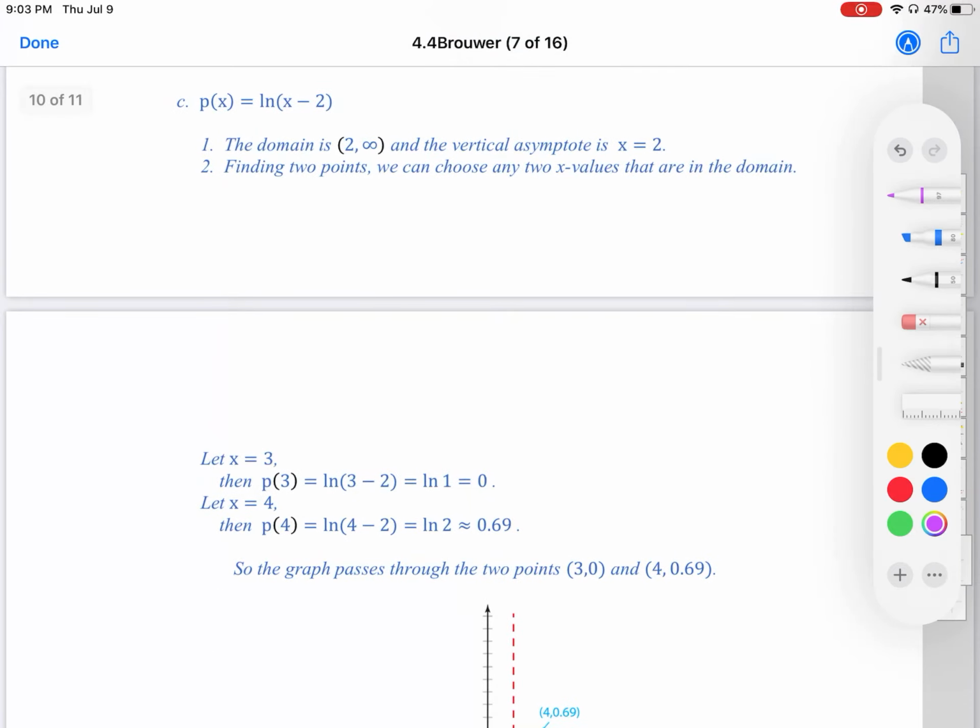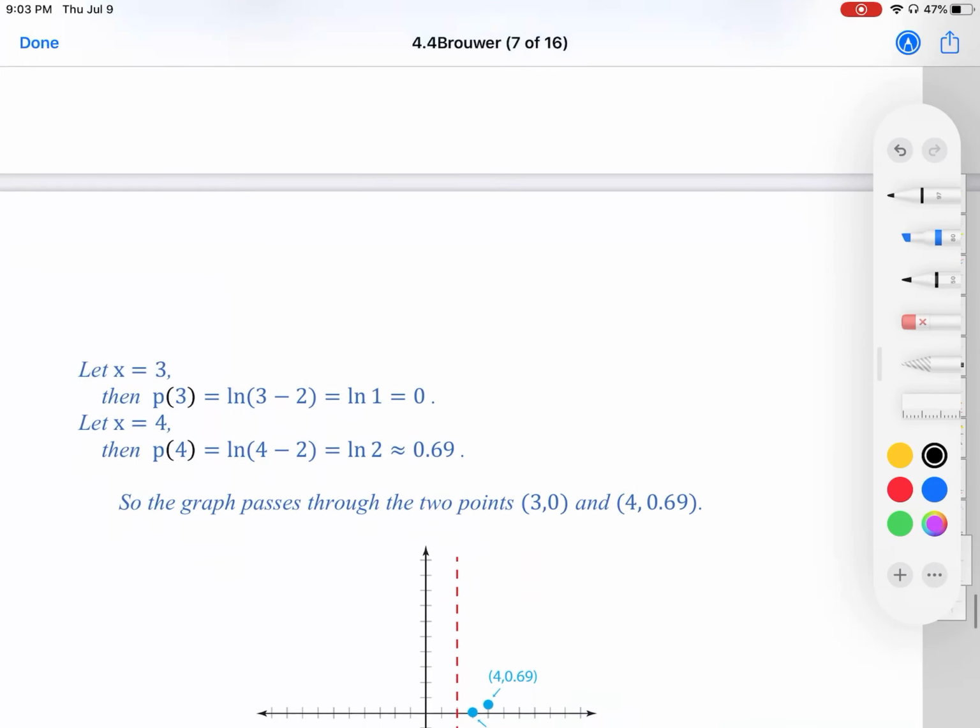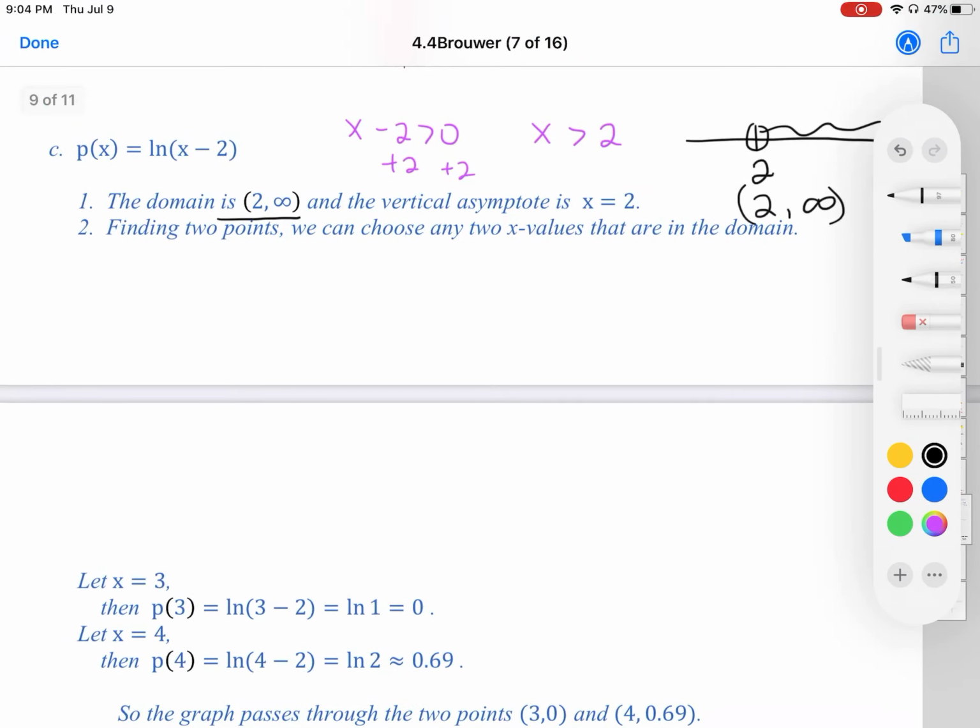Let's do another. We have ln of x minus 2. To find our domain, let's go ahead and set x minus 2 greater than 0. We have x is greater than 2. So our domain is greater than 2, so 2 to infinity. Our domain is 2 to infinity, and our vertical asymptote, since we have a minus 2, I know I move to the right 2. My asymptote is x equals 2. Now let's find 2 points.